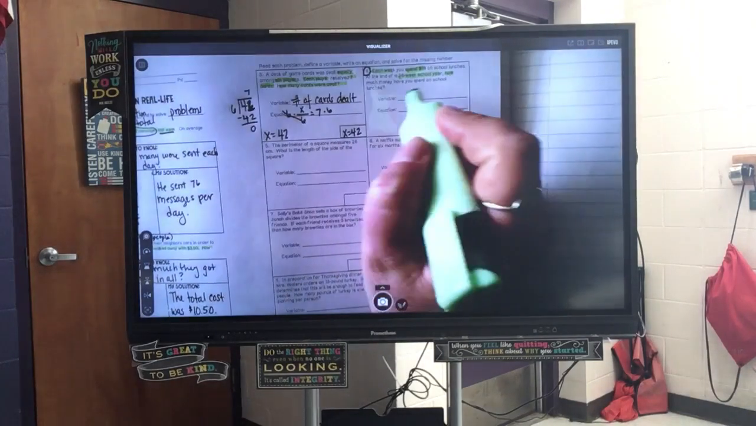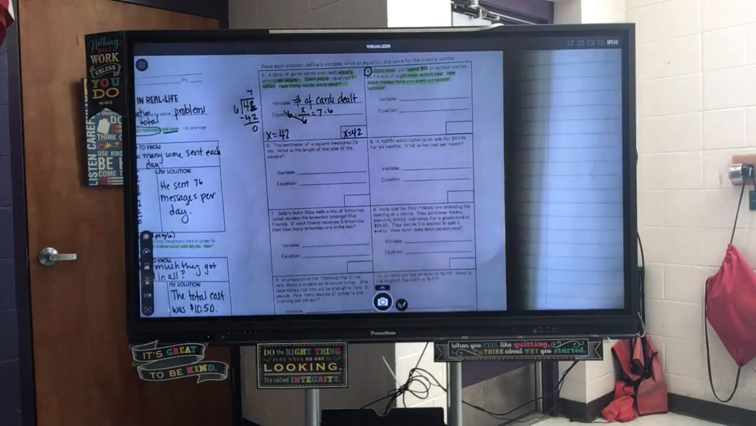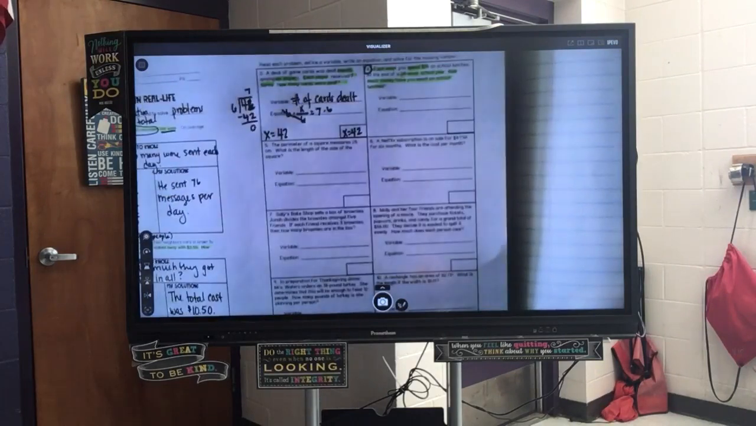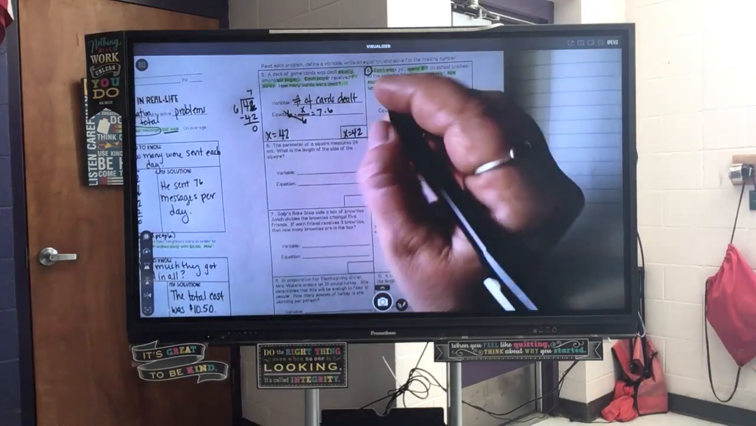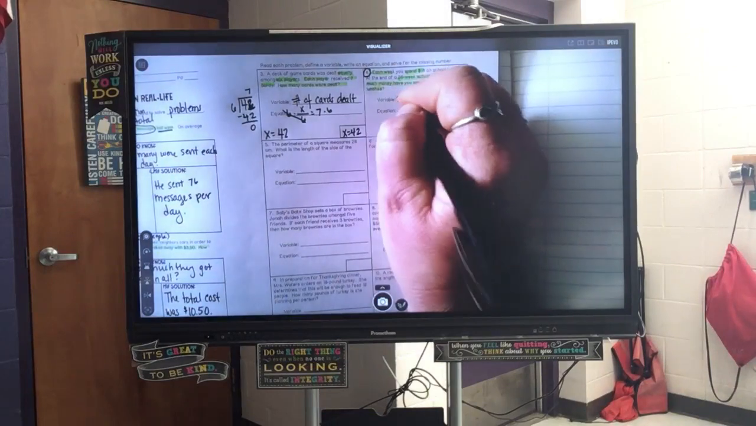Obviously, that whole second part is important because that is our question. So essentially, what is our variable? What are we trying to find? What are you trying to figure out? Kylie, school lunches.